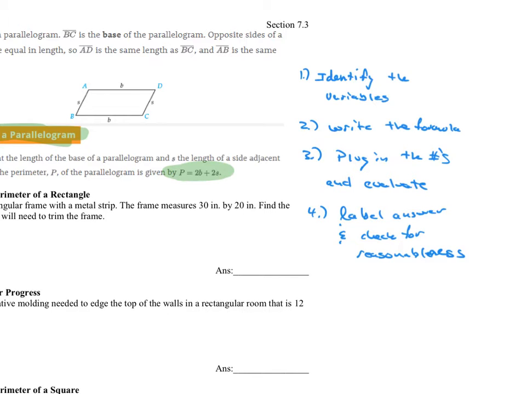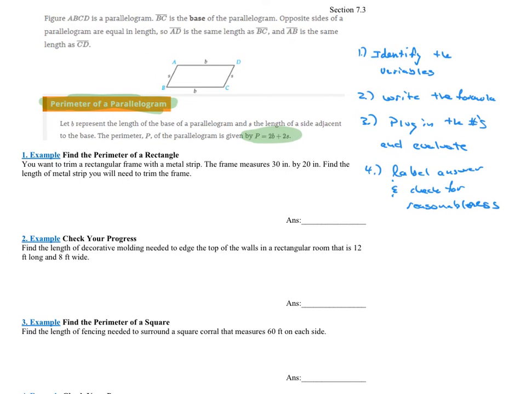We always identify the variables, we write the formula, we plug in the numbers, and we evaluate it. If you want, you could also draw a picture as well. Pictures help me a lot. So for instance, this is a rectangular frame. I'm thinking about a rectangle here. I know the frame measures 30 inches by 20 inches. Great, okay? And they're wanting to find the trim of the rectangle. So I know that I'm looking for the perimeter. I'm going to put P and then rect right there, meaning the perimeter of a rectangle.